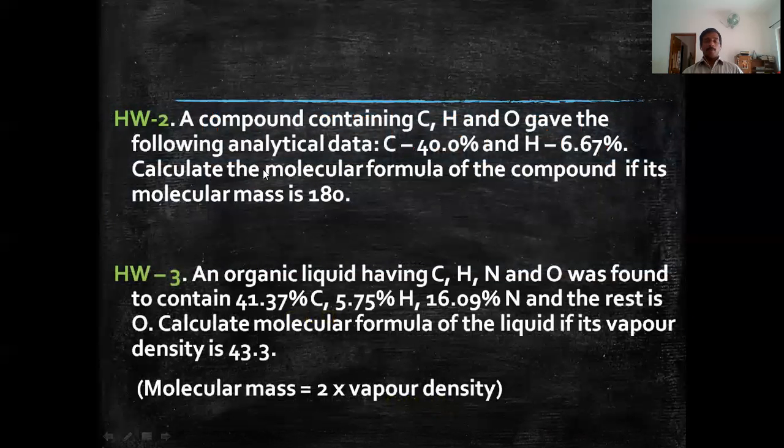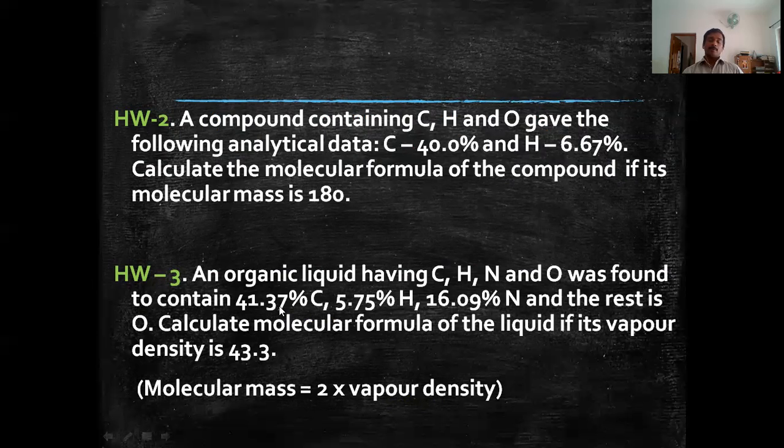Now 2 homeworks for you. A compound containing carbon, hydrogen, and oxygen gave the following analytical data: carbon 40.0% and hydrogen 6.67%. Here you can see the percentage of oxygen is not given, but clearly it is mentioned oxygen is present. So there are 3 elements: carbon, hydrogen, and oxygen. How will you find out the percentage of oxygen? 100 minus sum of the percentages of carbon and hydrogen. So total is 100. So if you know the percentage of carbon and hydrogen, then you can find out the percentage of oxygen using the equation 100 minus percentage of carbon plus percentage of hydrogen.